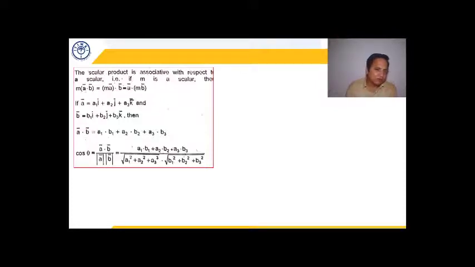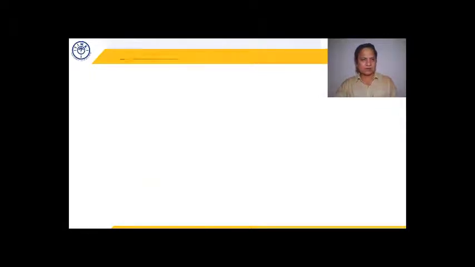So we substitute the values, and we can directly get the value of cos theta. Then we can find theta as cos inverse of the value. This formula is important, as we will be using it again and again. The scalar product is associative with respect to a scalar: if m is a scalar, then m(A · B) is equal to (mA) · B is equal to A · (mB). Work done is equal to force into displacement.